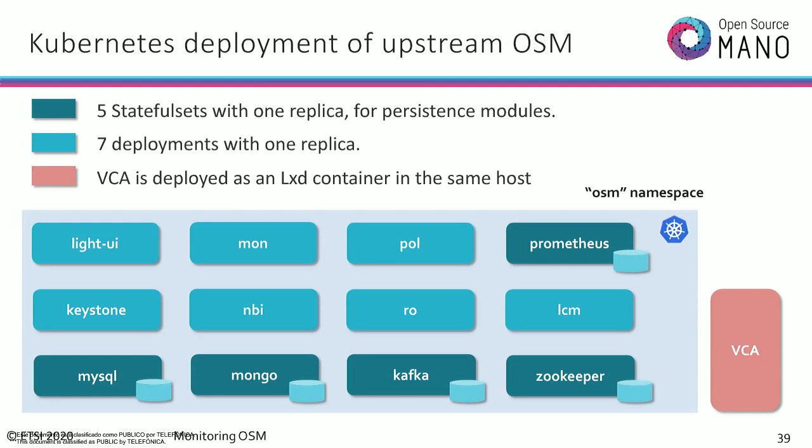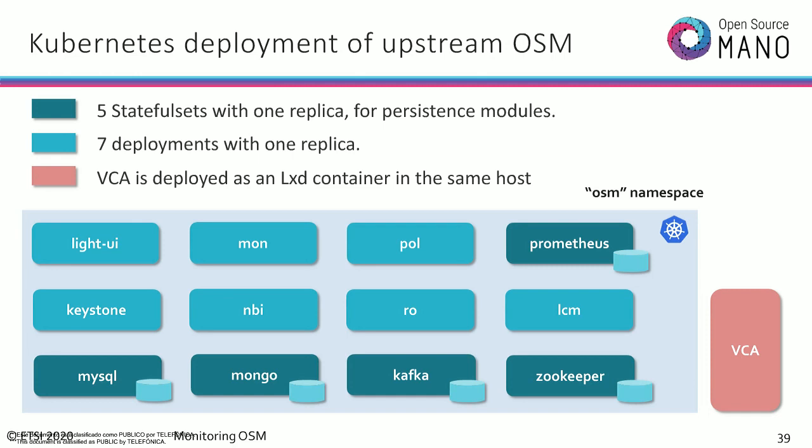There are 5 stateful sets that are used for the modules that require some persistence, basically the databases and Zookeeper. There are then 7 deployments with only 1 replica each for the modules that are stateless. In this community installation, there is no high availability and only 1 replica is deployed for each component. If you need a full carrier grade solution, you will have to go for one of the commercially available distributions.